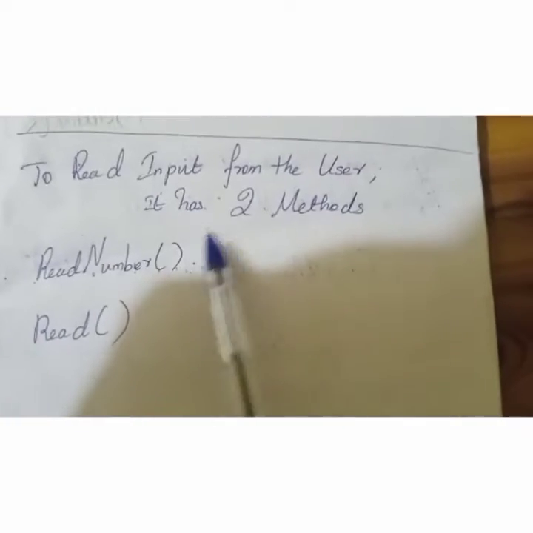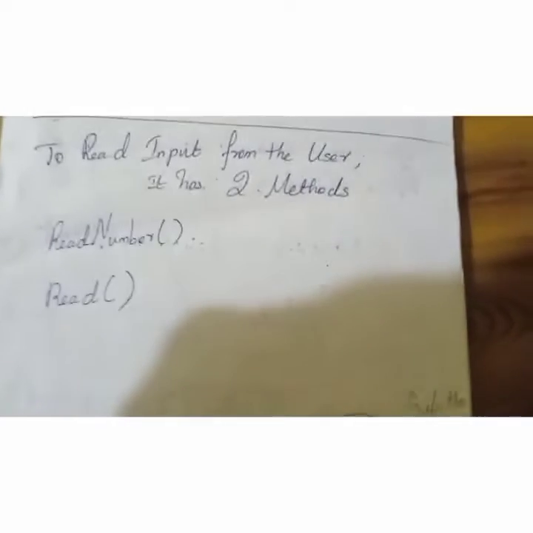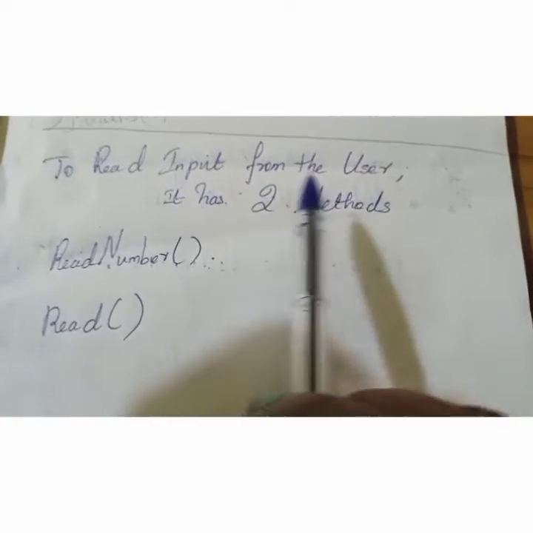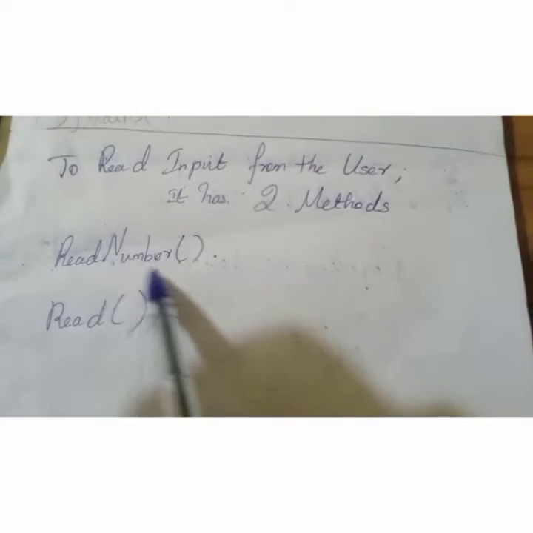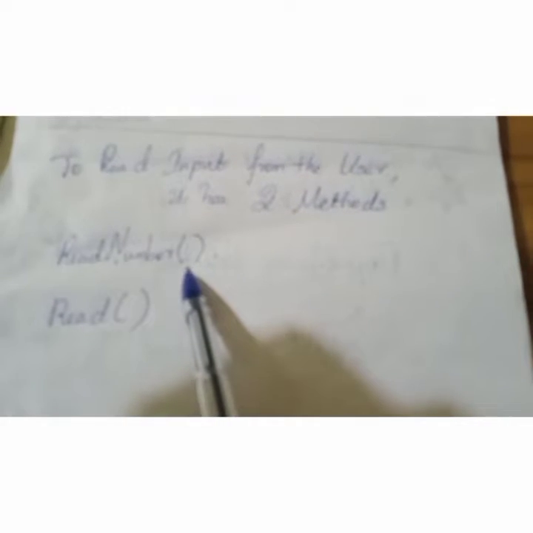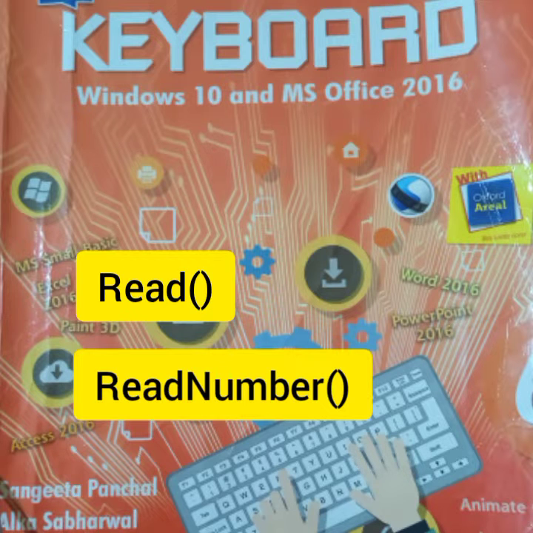To read input from the user, we use Read. The ReadNumber method is used to get the numeric value from the user. The Read method is used to get the string value from the user, and we can get the numeric value too. But the ReadNumber method only gets the number, which may be a floating point number or a whole number. So, did you understand the difference between ReadNumber and Read?